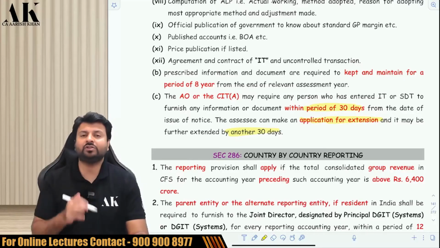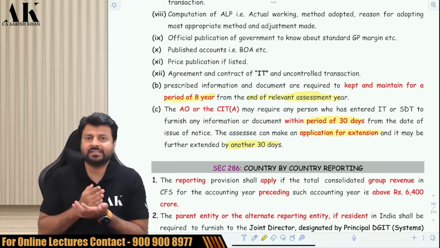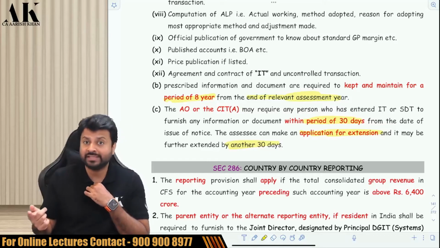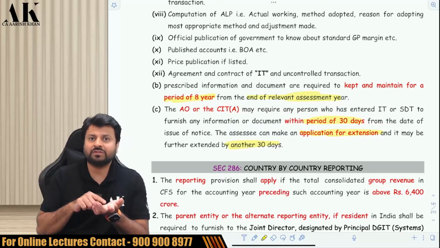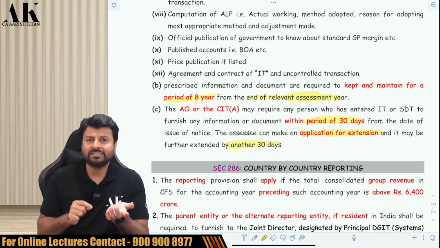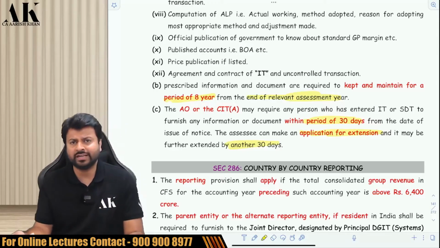You have to keep all these documents for a period of 8 years from the end of the relevant AY. Okay, so every assessee who is entering into an international transaction or specified domestic transaction of more than 1 crore rupees in the entire financial year has to maintain books of accounts, documents and information for a period of 8 years from the end of the relevant AY. The AO or CIT appeal might ask for them, and if they do, they have to give them within 30 days. They might also ask for an extension, and they can give you a 30 days extension in that case.